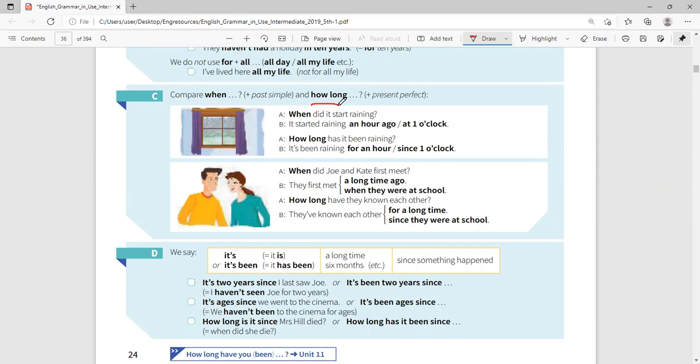When did Joe and Kate first meet? See, when did they meet? That was, I don't know, I even don't know. Maybe 30 years ago. They first met a long time ago or when they were at school. Can you see it's a past? How long have they known each other? Of course, from that time up to now. They have known each other for a long time, or they have known each other since they were at school. Imagine 1975 up to now, of course.